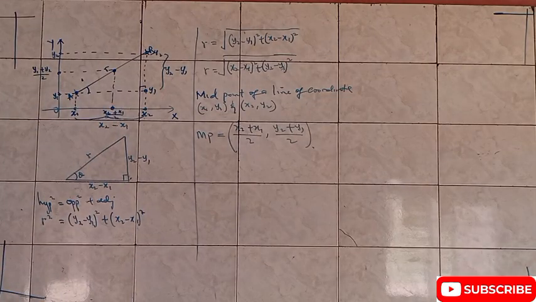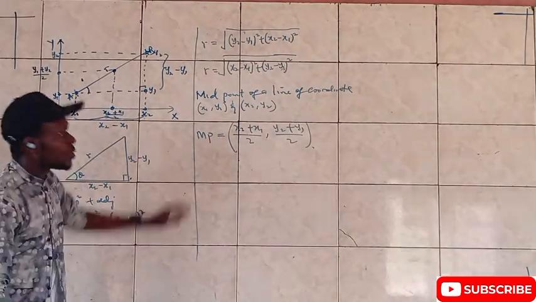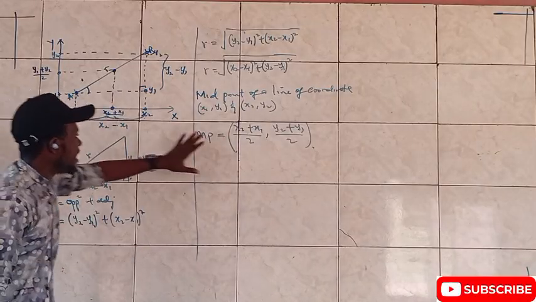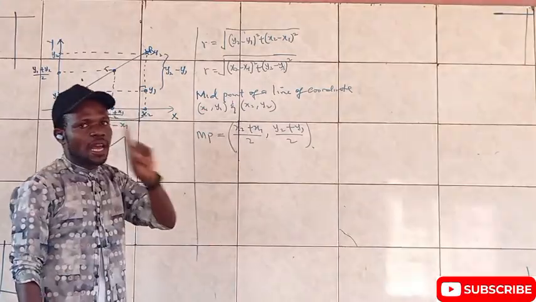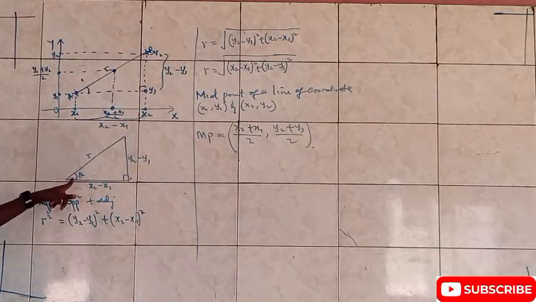It's that easy. So the moment you can locate your coordinates, it's easy to know the midpoint and the distance between the points. Now let me make a very good reference to my theta, which is my angle.